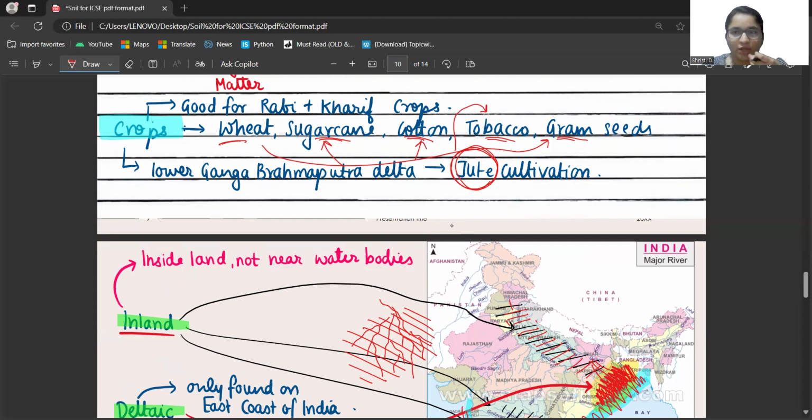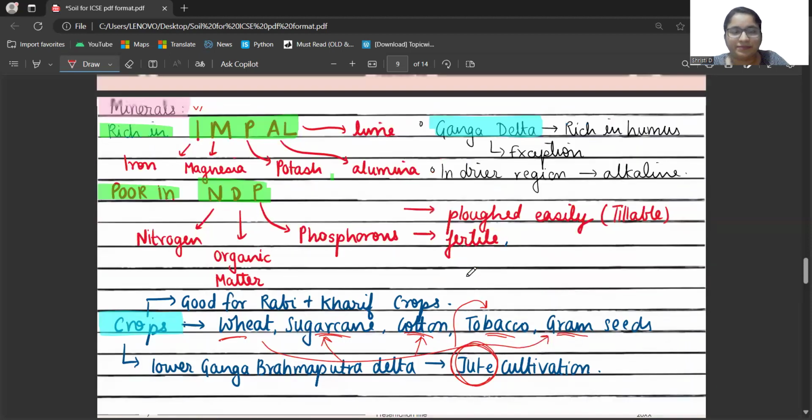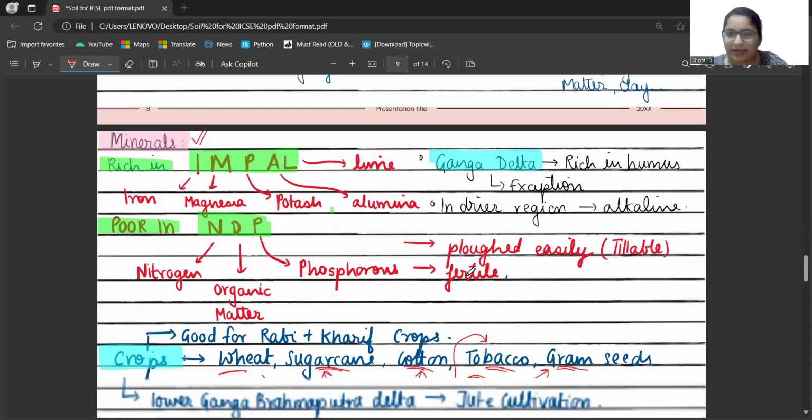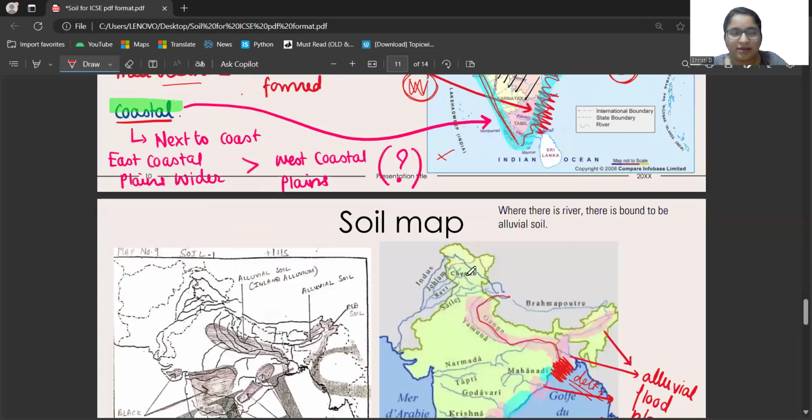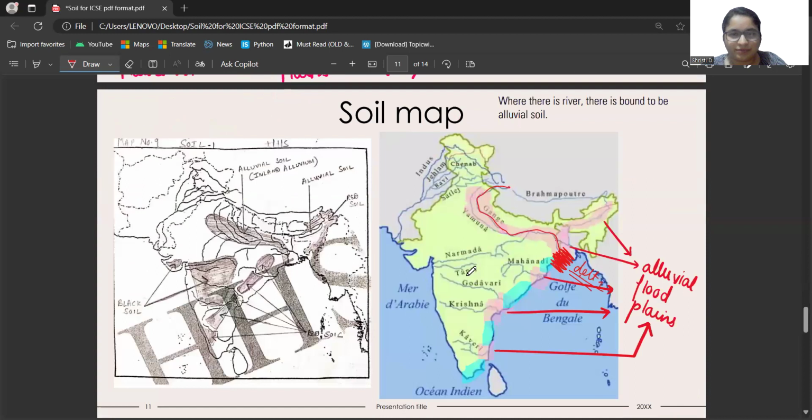So wheat है, रोटी, रोटी के साथ दाल, फिर थोड़ी शक्कर, कपड़े and tobacco. Okay, these are the crops that are grown. Is that clear? इसके अलावा गंगा ब्रह्मपुत्र डेल्टा, इन गंगा ब्रह्मपुत्र डेल्टा यू हैव जूट कल्टीवेशन, जिससे वो बैग्स बनाते थे, गनी बैग्स. ओके, इज दैट क्लियर? If this is completely clear for you all, then let us move on further.